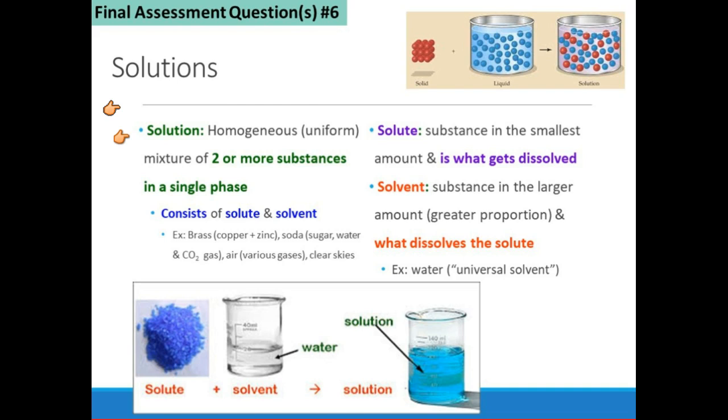So there are lots and lots of different types of solutions besides just water and sugar or water and salt, okay? So the solute is the substance that we have the smallest amount of, and that's what's getting dissolved, like salt in water. Now the solvent is what we have more of, so that would be the water, and this is what's actually doing all of the dissolving, okay? Water is actually the universal solvent, not that it can dissolve everything, but it can dissolve most things, okay?